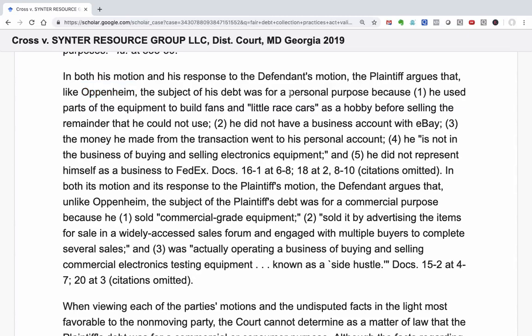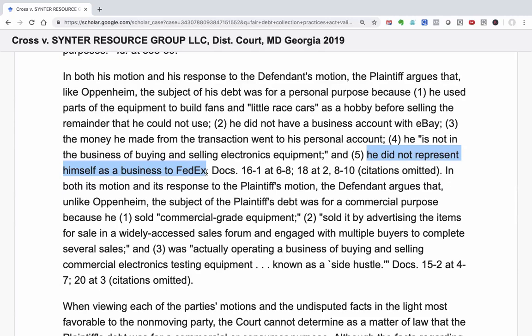And he says it was for personal purposes because he used this equipment to build fans and little race cars as a hobby, and then he sold what he couldn't use. He did not have a business account with eBay. In other words, it's a personal account. And the money goes into his personal bank account. And he's not in the business of buying and selling electronics equipment. And to FedEx, he did not represent himself as a business. So that's the plaintiff's argument.